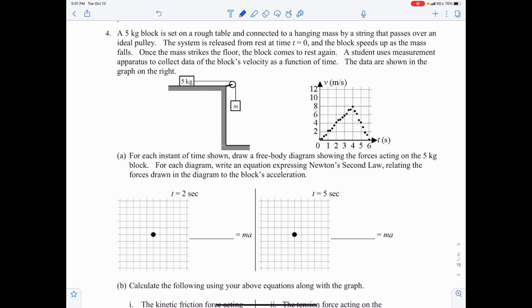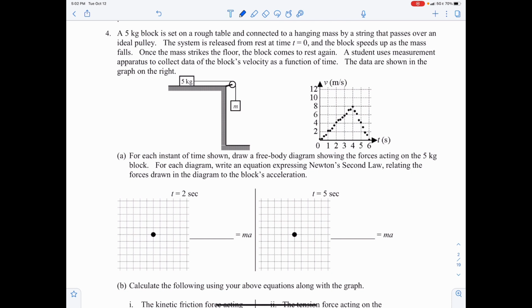Number 4. An ideal block is set on a rough table and connected to a hanging mass by a string that passes over an ideal pulley. The system is released from rest at time equals 0 and speeds up as the mass falls. Once the mass strikes the floor, the block comes to rest again. The student uses measurement apparatus to collect data of the block's velocity as a function of time. The data are shown in the graph to the right.